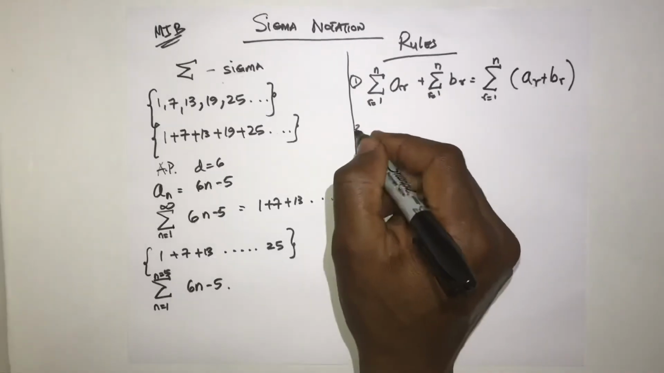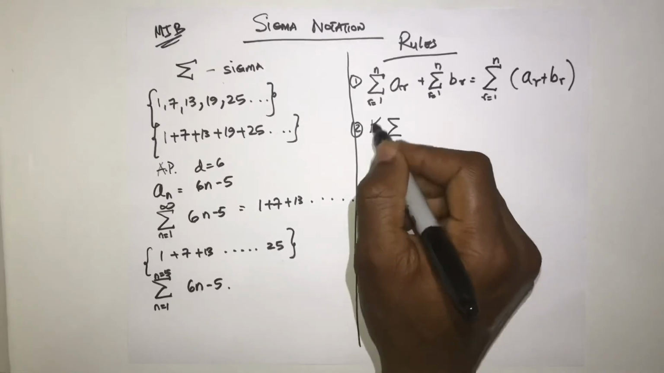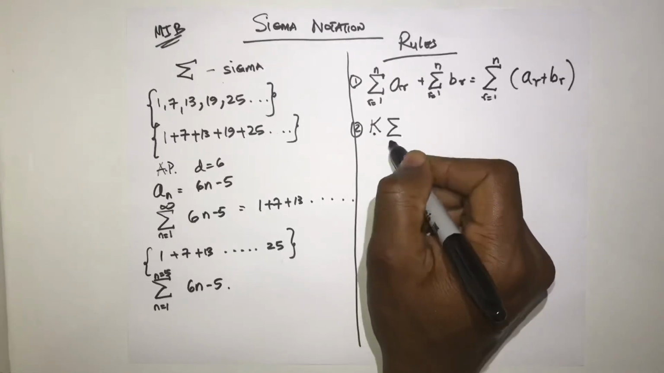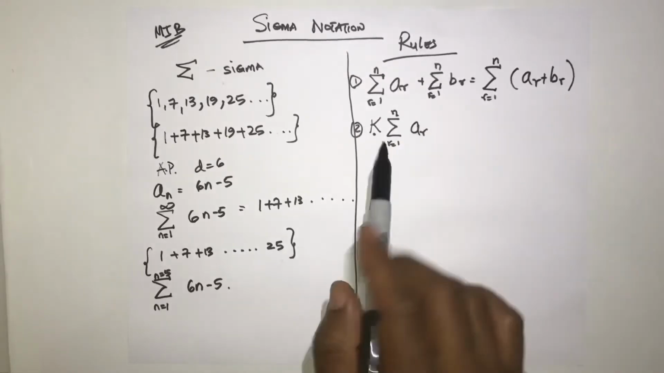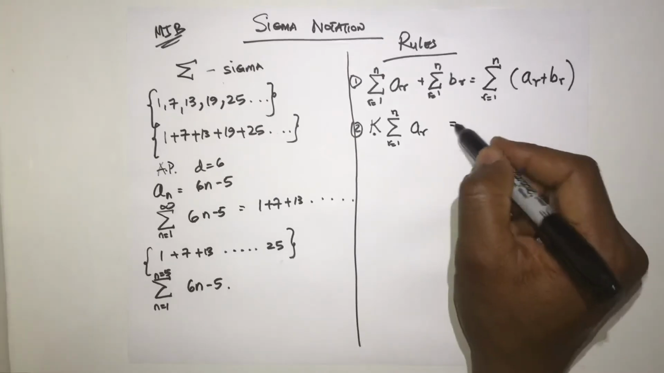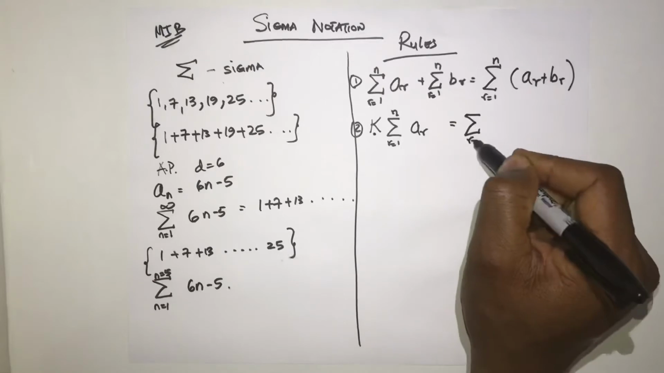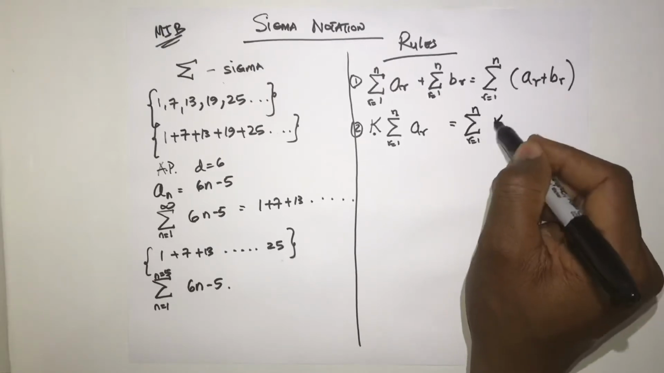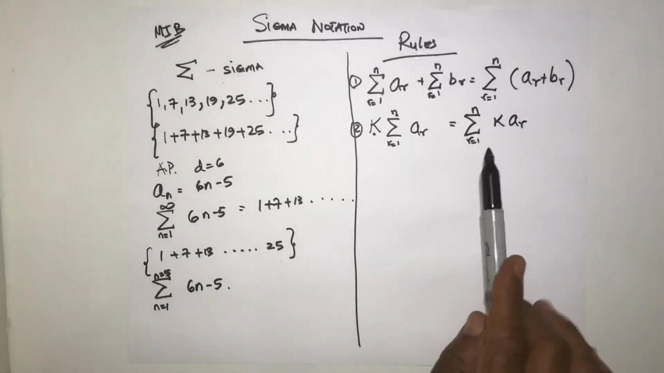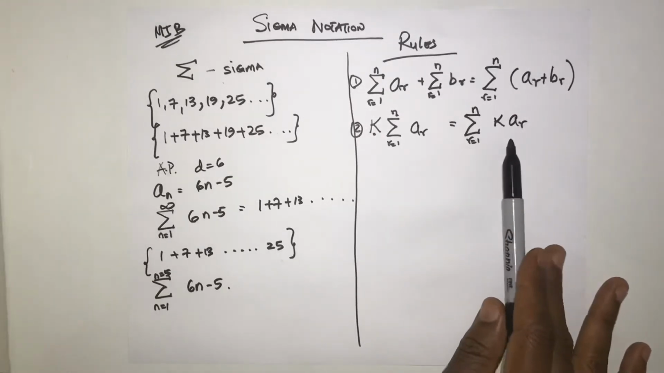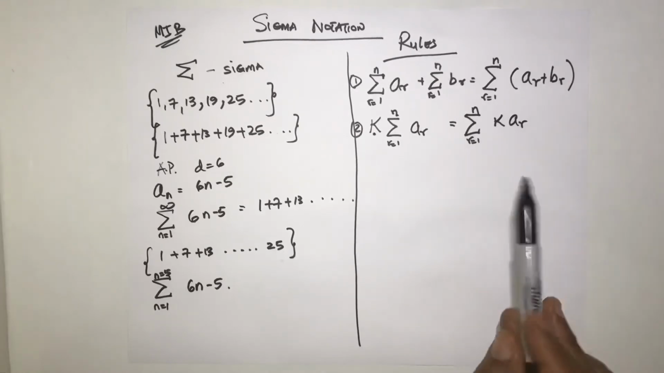The second formula that we will look at is with respect to a constant. k indicating a constant. So we are summing from r equals 1 to n of k times a_r, multiplying that by a constant. This is also equivalent to summing from r equals 1 to n of a_r and multiplying by the constant. So this is equivalent to summing, multiplying both and applying the sigma notation as well.